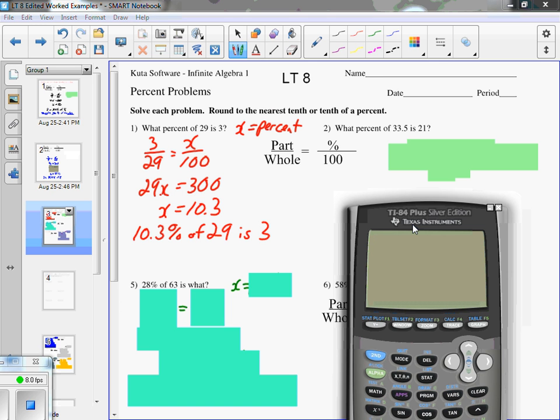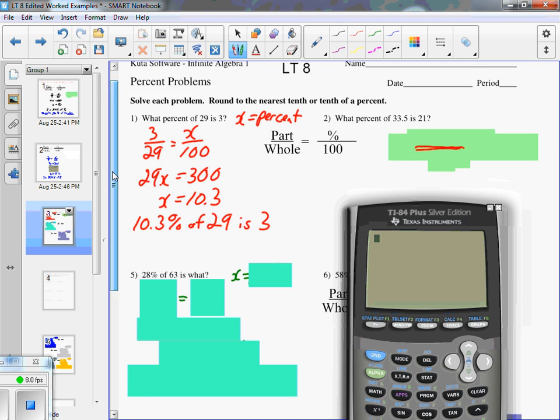The final sentence, yes, I want you to write, because hopefully that will help nail down some true understanding. And look, all I did was go back to their question, and where it said what percent, I just put in the answer as a percent. So it said, what percent? I said 10.3% of 29 is 3. I do think you will find that helpful, although annoying that you have to do it. I think you'll find it helpful so that you actually understand what you've found. All right. Any questions on number 1?